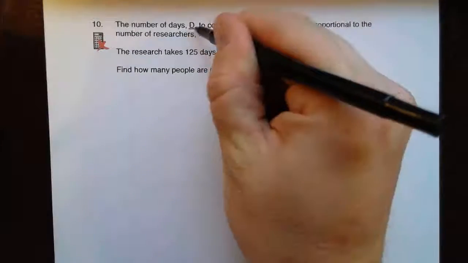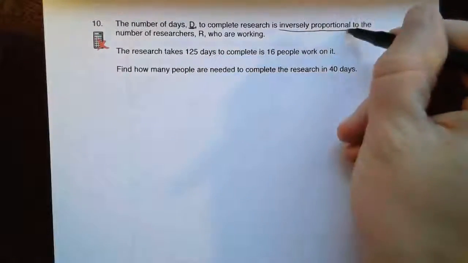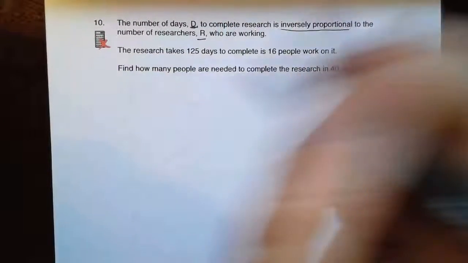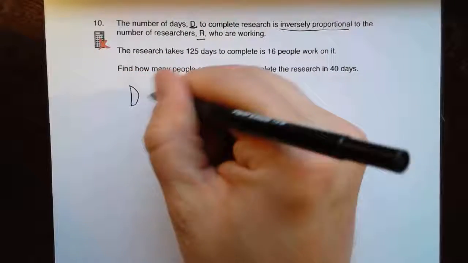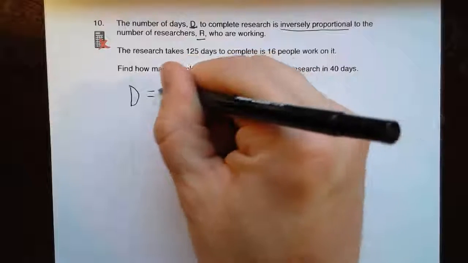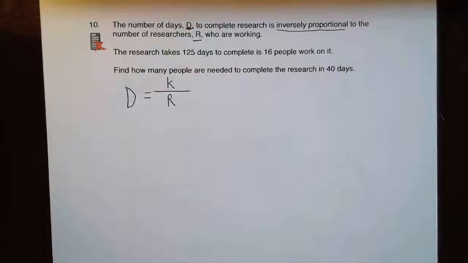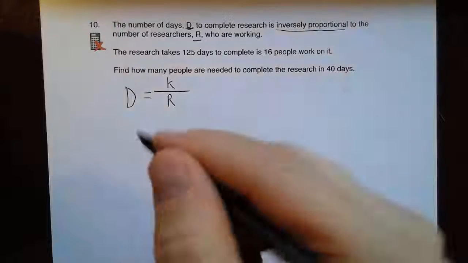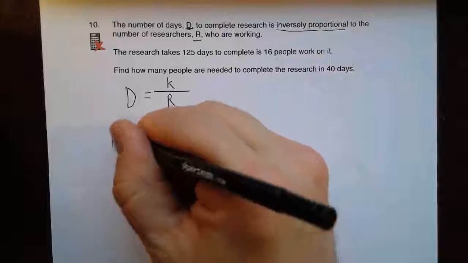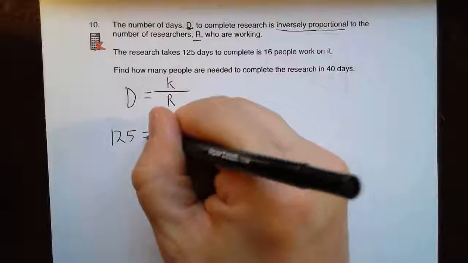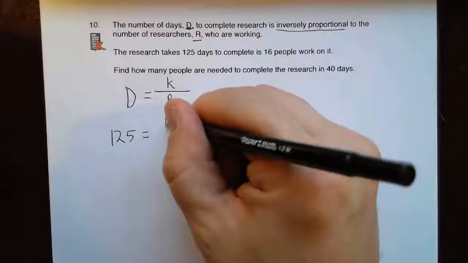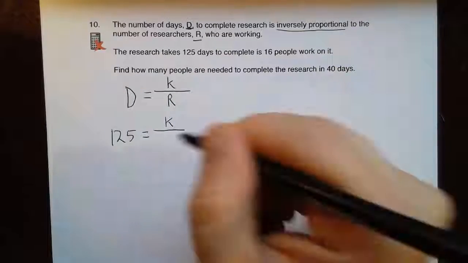So the number of days D is inversely proportional to R. So I can set that up: D equals K over R. Simple as that. There's no squared or square roots or anything. Okay, the research takes 125 days to complete if 16 people work on it. So 125 equals K over 16.